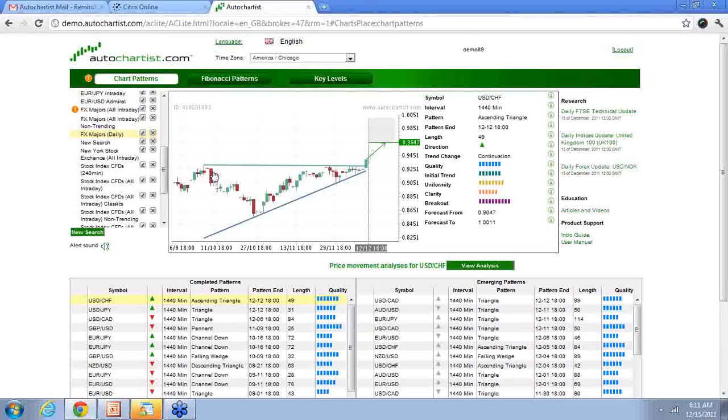Also, if the initial trend was up and the breakout's up, Autochartist will tell you it's a continuation pattern.